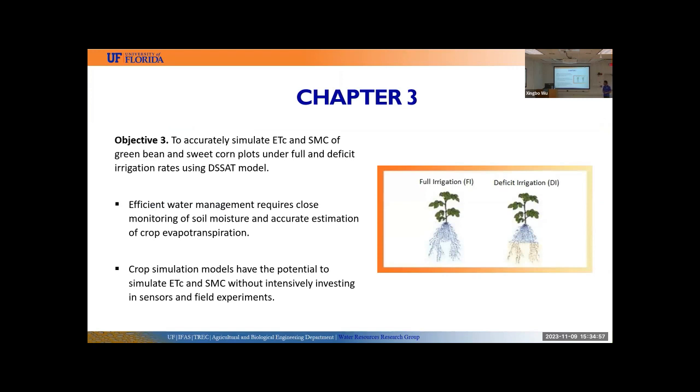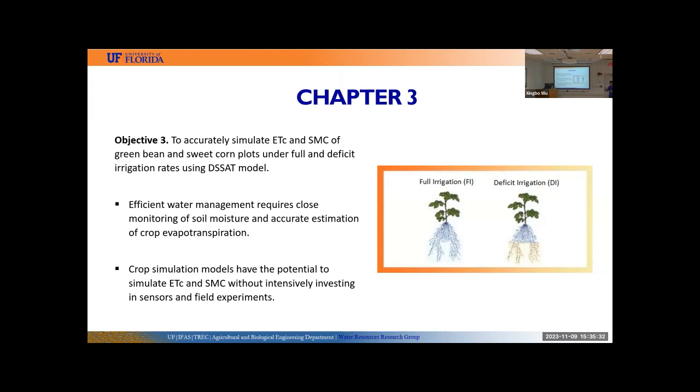So chapter 3 had one objective, which was to accurately simulate evapotranspiration and the soil moisture content of green beans and sweet corn using the DSSAT model. While we want to accurately simulate evapotranspiration and soil moisture content using the DSSAT model, as I was telling you before, in order to practice efficient water management, we need data. What kind of data? Soil moisture data and evapotranspiration data. One of the methods we can get those data is by doing experiments.